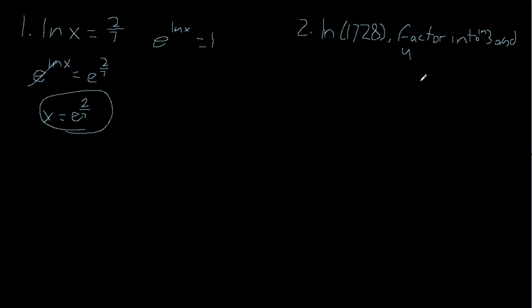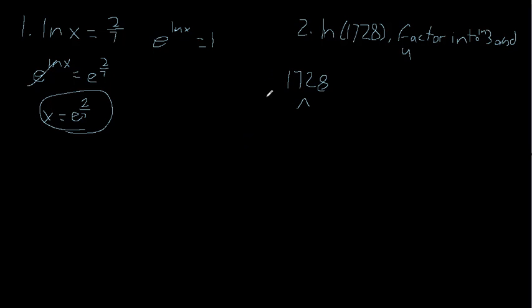For the next one, this one's a little bit harder. So we're trying to factor this into 3s and 4s. There's no super easy way to do this, but I like to do it like this. So 1728. We're going to try to break this down. We can either list out all the factors, or you can try to think about it in your head by breaking it down with a calculator.